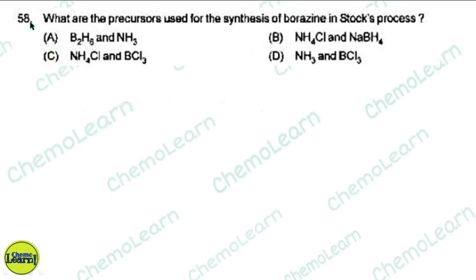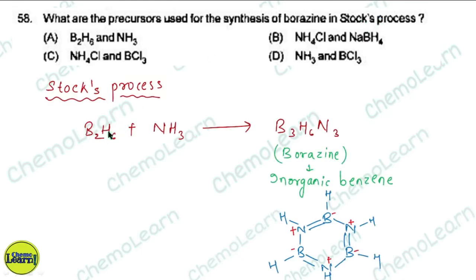Question number 58. What are the precursors used for the synthesis of borazine in Stock's process? In Stock's process, we use B2H6 and NH3. They will react and form B3N3H6, borazine, and it is known as inorganic benzene. The structure of inorganic benzene is this. That's a benzene-like structure, that is why it is called inorganic benzene. So the precursors are B2H6 and NH3.